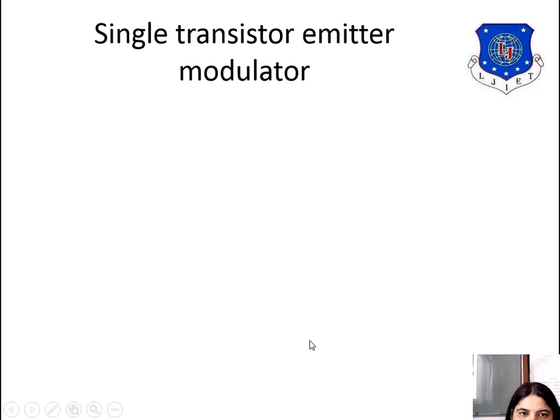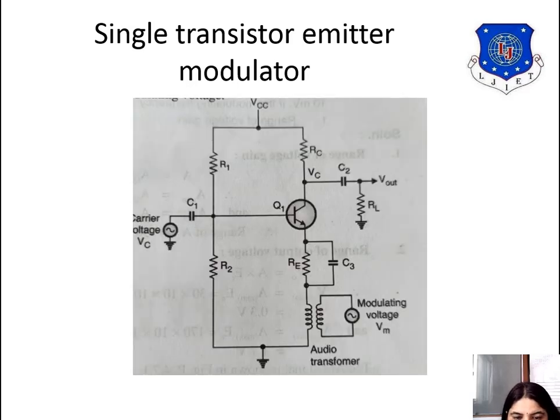Another method of generating the AM wave is the single transistor emitter modulator. Now here in the diagram you can see that a single transistor is used for producing the AM wave. This is a diagram that you have already studied in the earlier semester. It is similar to the class A amplifier circuit, and is also known as the emitter modulator circuit, which works as an amplitude modulator.